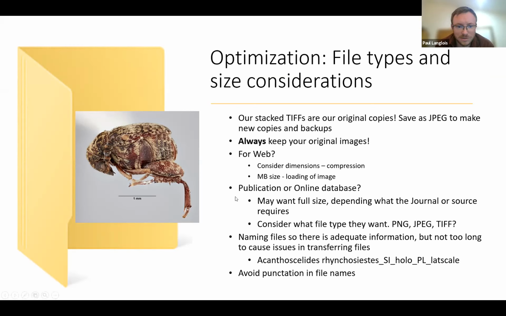Here's just an example of this beetle here to the left. We have the genus, species name, the institution it came from, so the Smithsonian Institution. This is a holotype specimen, so the original, we'll mark that in the file name. The photographer's initials, myself, Paul Langlois, as well as this is a lateral with scale. So this one's kind of on the longer side, especially because of the genus species name, but it has all the information we generally try to include.